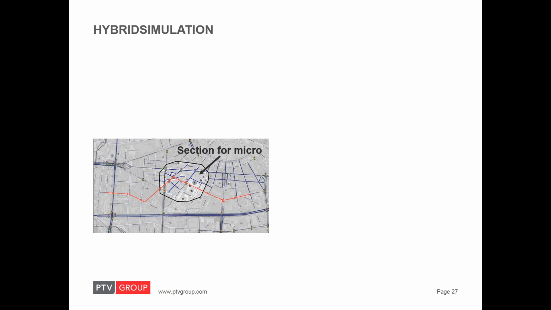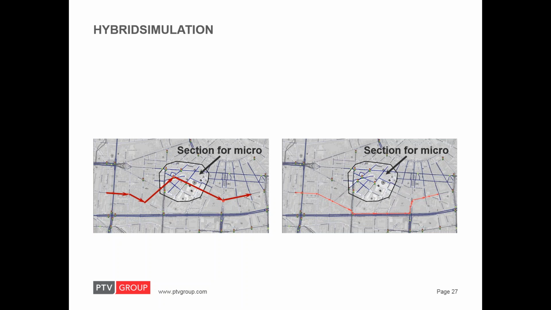Other reasons for hybrid are that you have elements in your model for which the meso simulation is not applicable. For example, you have vehicle-actuated controllers, public transport priority, or in certain parts of the model, you have interactions with pedestrians. Of course, in such a simulation, some vehicles should choose routes through the area, as shown here. And other vehicles will not touch the area and choose routes around the area.